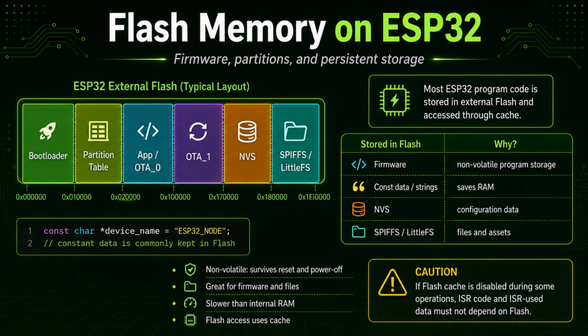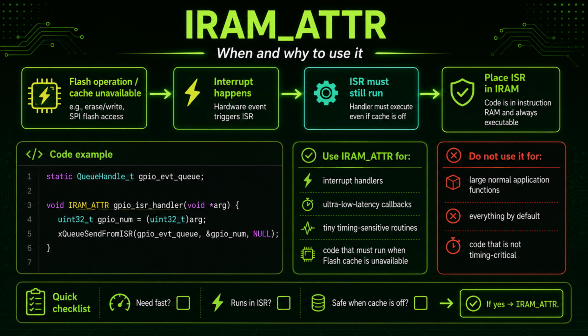But flash has an important limitation. The processor normally accesses external flash through cache. During certain flash operations, that cache can temporarily become unavailable. This becomes critical for interrupts. An interrupt handler that must execute during those conditions should not rely on instructions or important data stored in flash. This is exactly where IRAM_ATTR and DRAM_ATTR become useful. So flash gives us large and persistent storage, but it should not be confused with low latency internal RAM. Now we can understand what IRAM_ATTR actually does.